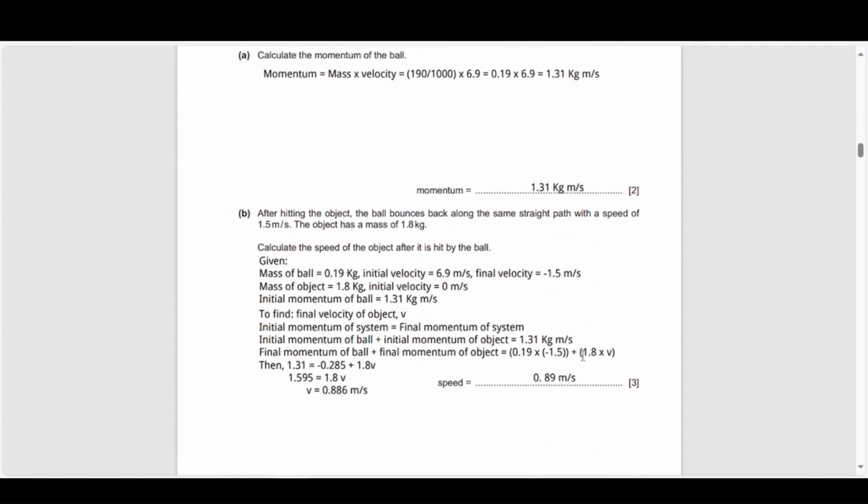And then we know the mass of the object, we don't know its final velocity. So all we have to do is equate the initial momentum of the ball to the final momentum of the ball and the final momentum of the object. And if we rearrange the equation for the final velocity of the object, we get a value of 0.89 meters per second. Again, don't forget the units.